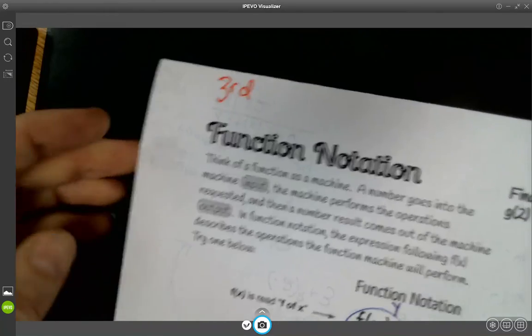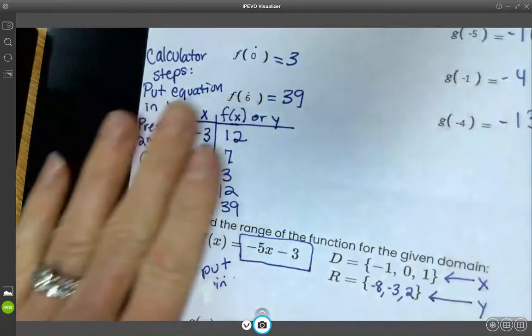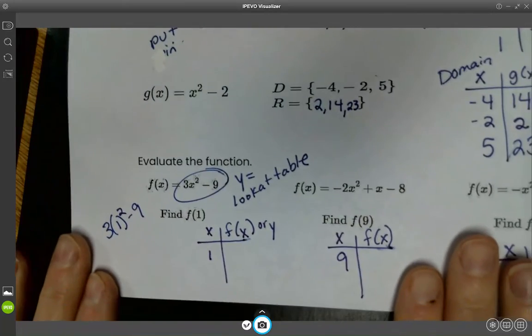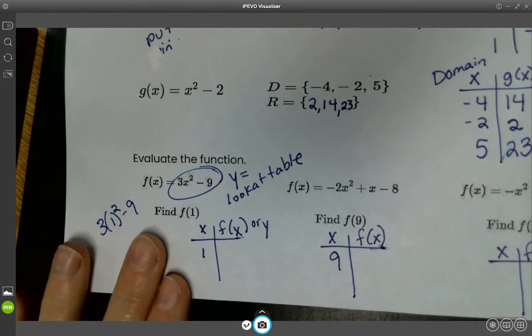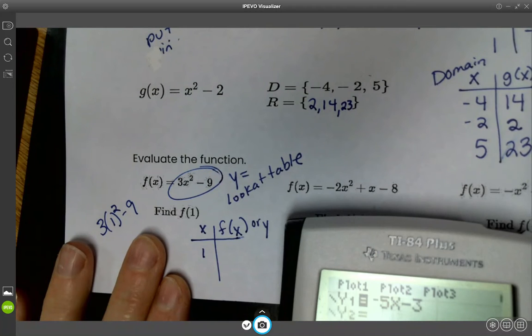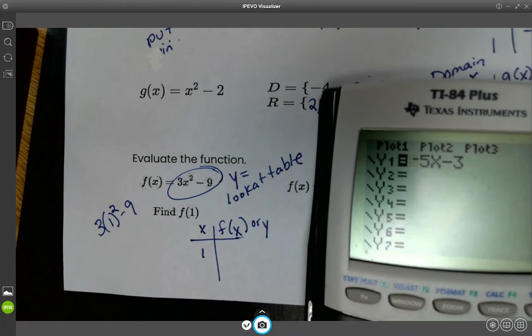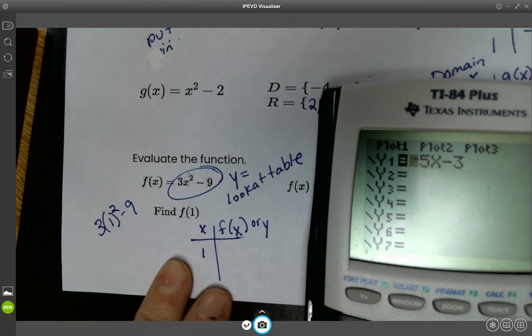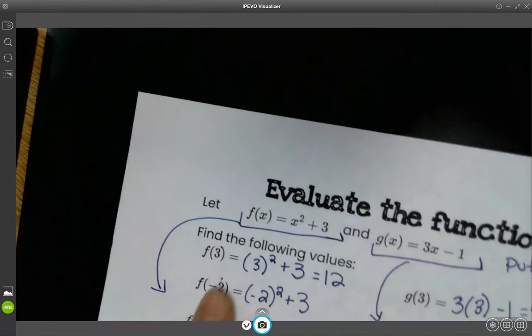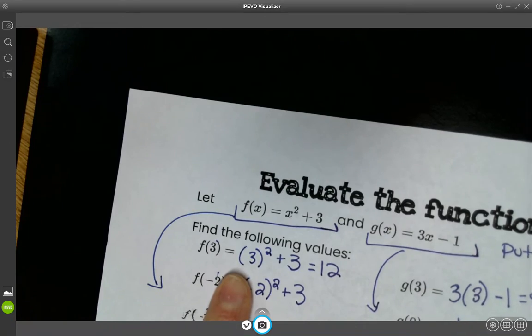Yesterday we did some notes. I just want to go over the last part of it where we did these three problems. So yesterday we talked about how to plug it into y equals and then look at the table. And you get to decide whether you want to use substitution or look at the table. When you do your Delta Math, you are going to have to show your work. Showing work could mean just writing the table and using your calculator, or it could be where we actually did substitution.